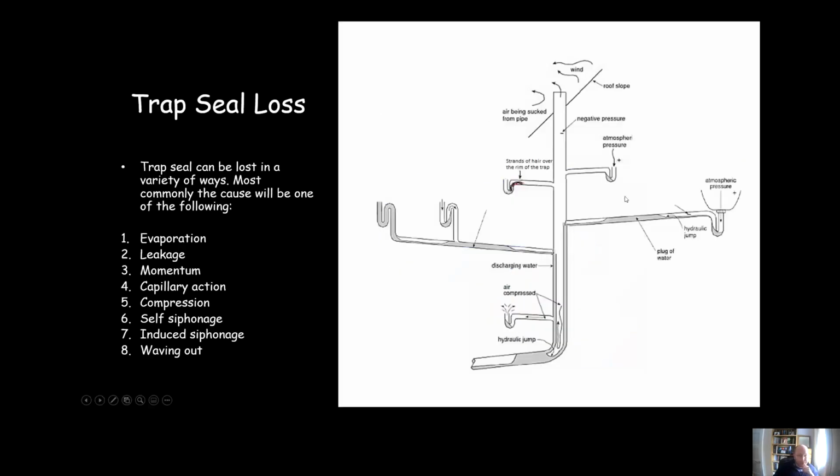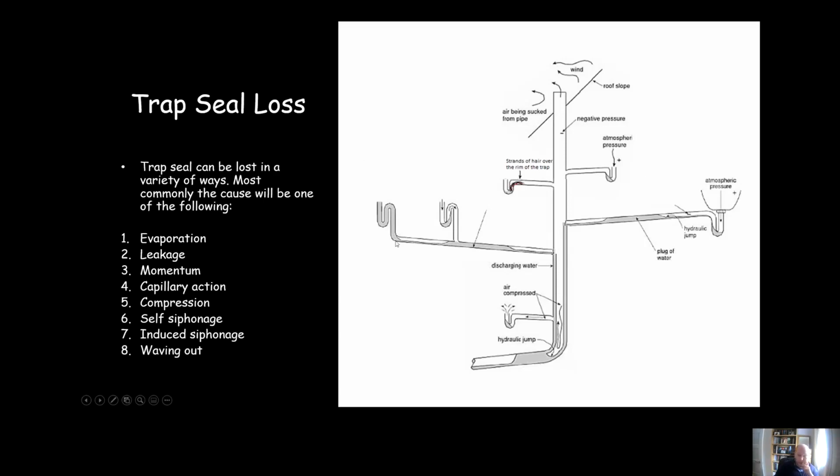So trap seal loss. Trap seals can be lost in lots of different ways. Generally speaking, it's going to be one of these following 8: either evaporation, leakage, momentum, capillary action, compression, self-siphonage, induced siphonage, or waving out. And we're going to look at what each of these actually mean as we go through the next few slides. You can see them all here.